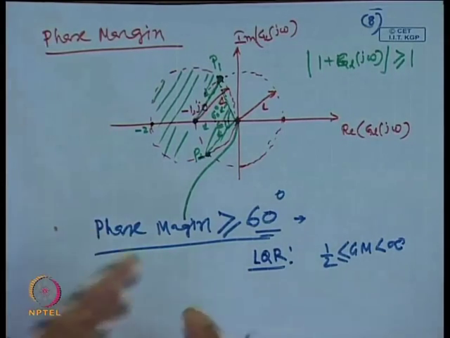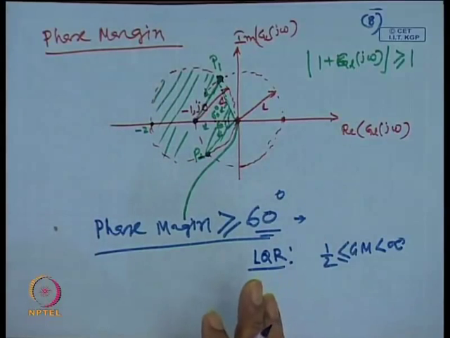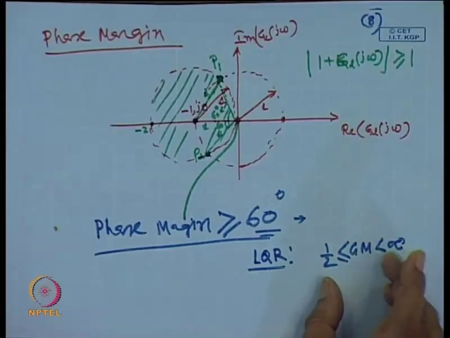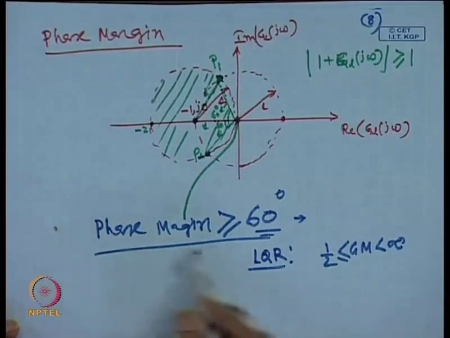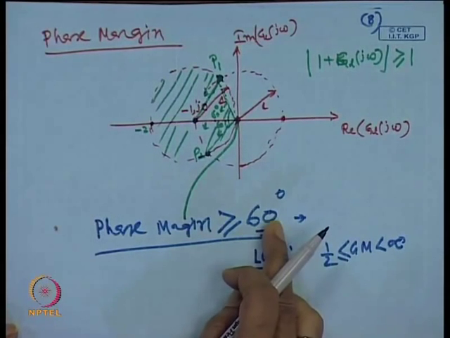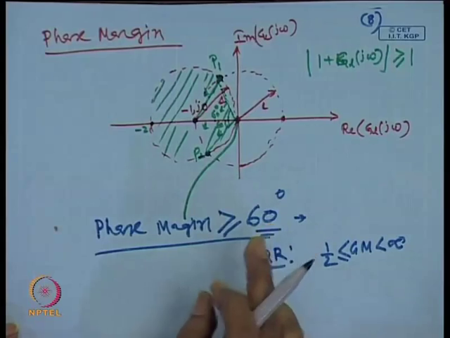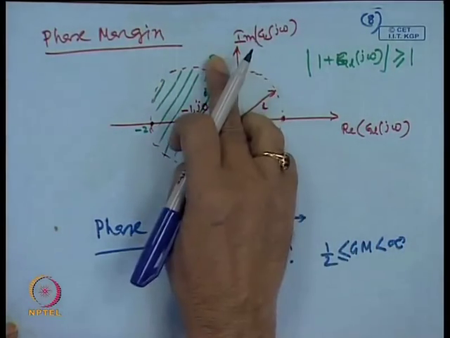So, if there is a gain variation after designing the controller, the system will be stable in this region. That means it is more robust. And not only this, it also ensures that the phase margin is retained. That means 60 degrees minimum, it may be more than 60 degree.